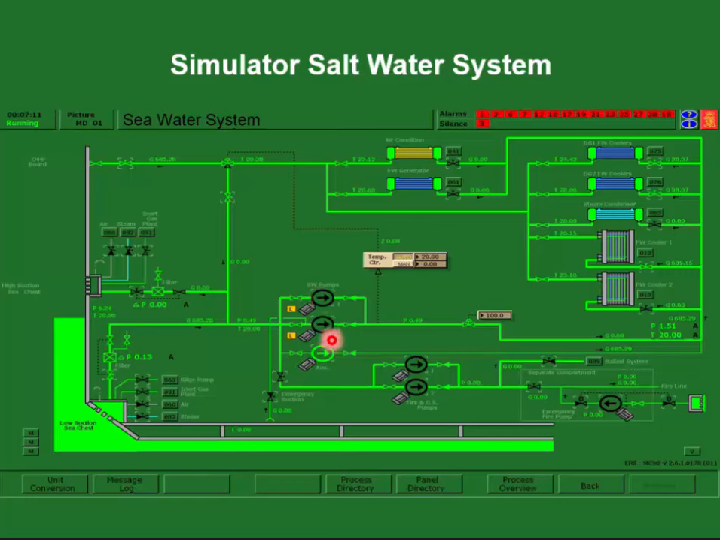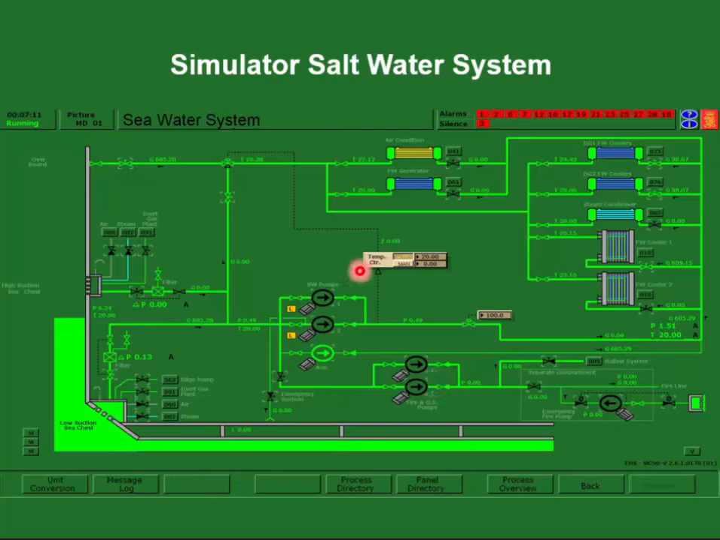You have 3 saltwater pumps, 2 large main saltwater pumps that are fed off the main switchboard, and then a very small auxiliary pump that is powered from the emergency switchboard. You also have a fire pump and general service pump coming off of that same sea suction.